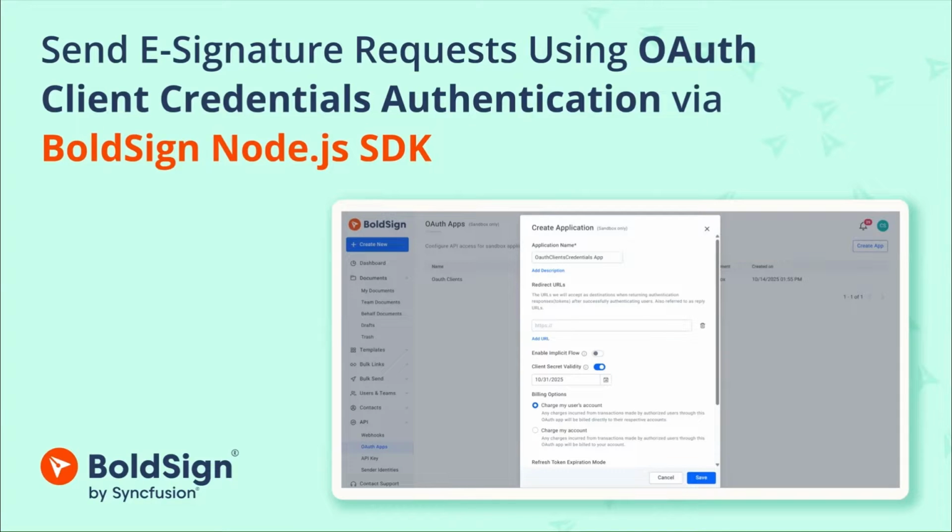In this video, I'll guide you through the process of sending signature requests using the OAuth Client Credentials Flow in Node.js. To connect with BoldSign services, you need either an API key or an access token for authentication. In this tutorial, I'll show you how to obtain an access token using the Client Credentials flow, all without user interaction, so you can make BoldSign API calls effortlessly.